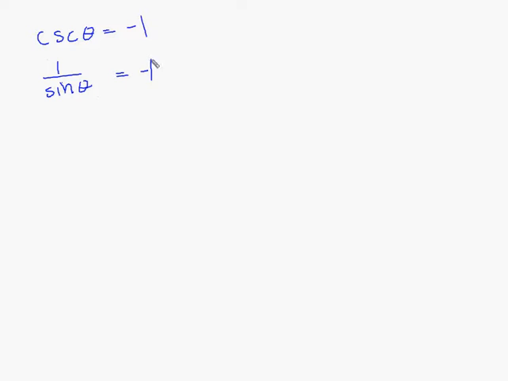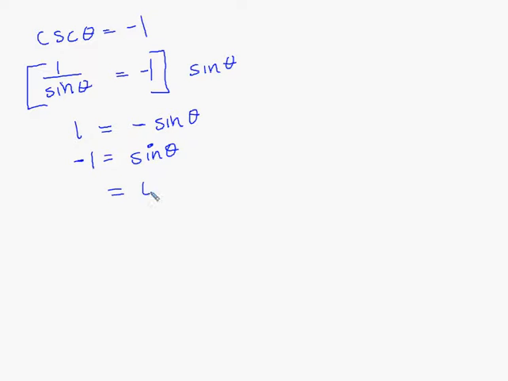So when I'm over here, I can clear the fraction by multiplying both sides by sine. That would distribute to everything, so I get 1 equals negative sine. Then I need this negative to go away, so I multiply both sides by a negative. And now I can do the inverse sine. My angle equals 270 degrees.